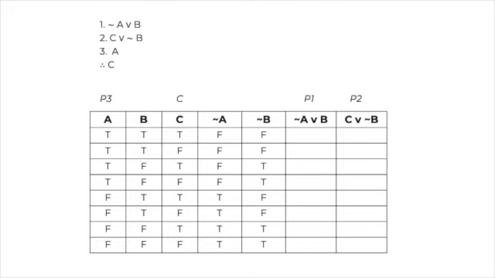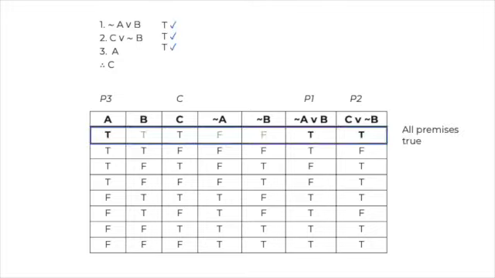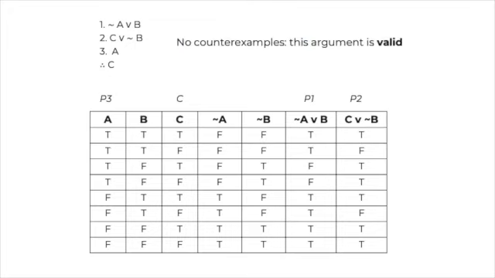Are you done? Okay, let's zero in on the rows in which both premises are true. The only one that fits the bill is row 1, so we can ignore the rest. And what happens to our conclusion there? The conclusion is true, so it's not a counterexample, so the argument is valid.